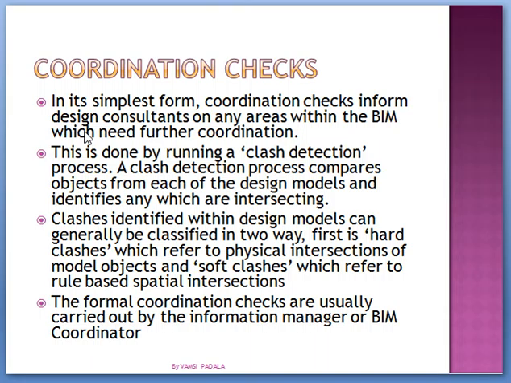Clashes identified within the design models can generally be classified in two main ways. First, hard clashes, which refer to physical intersection of model objects, and the other is soft clashes, which refer to rule-based spatial intersections. Coordination checks are carried out to highlight areas which need further coordination. They help to minimize design errors and act as an early warning mechanism to identify potential problems. Due to design problems being identified and resolved in a virtual environment prior to construction, this reduces the overall cost. And more importantly, finally, coordination checks save a lot of time.